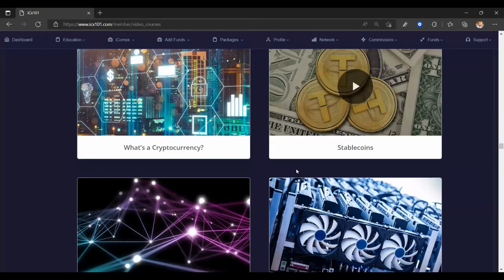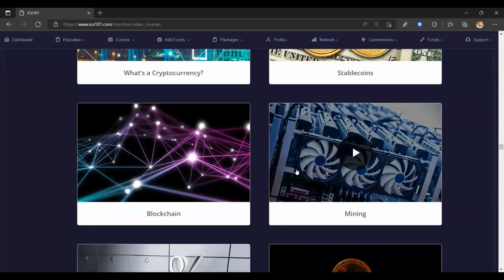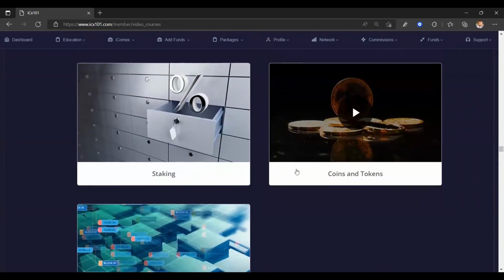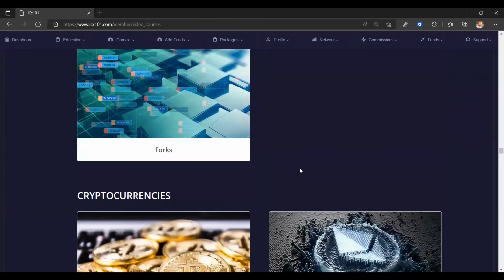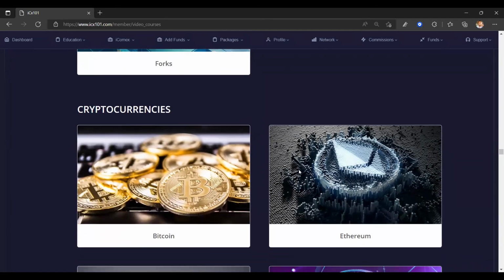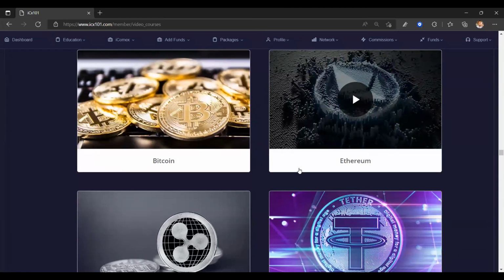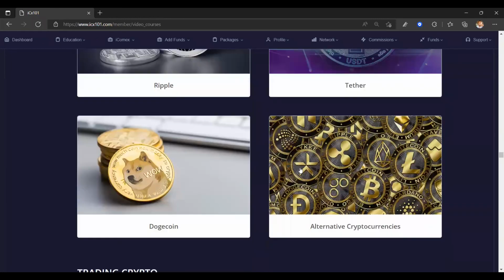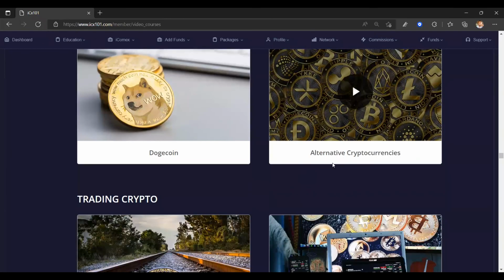Cryptocurrency, stable coin. What is cryptocurrency? Blockchain, mining, staking, coins and tokens. You hear that a coin is going to split or fork its chain or make a major upgrade. What actually does it mean? What effect does it have on the chain? Then, what is Bitcoin? Ethereum, Ripple, Tether, Dogecoin, alternative cryptocurrency.